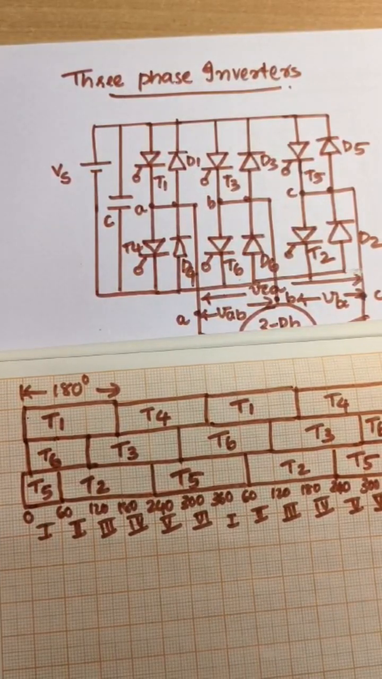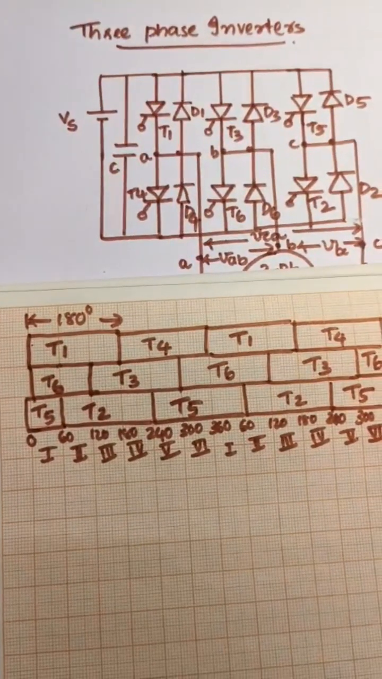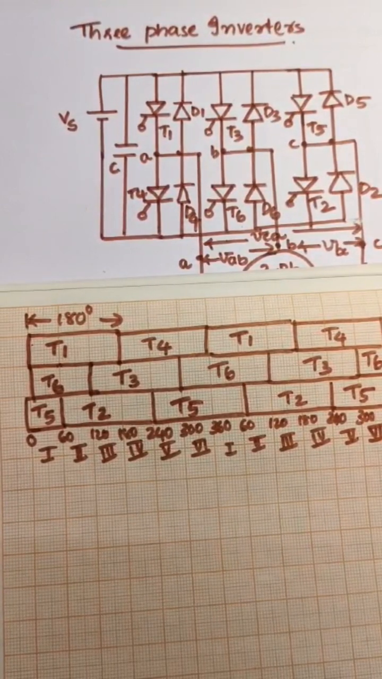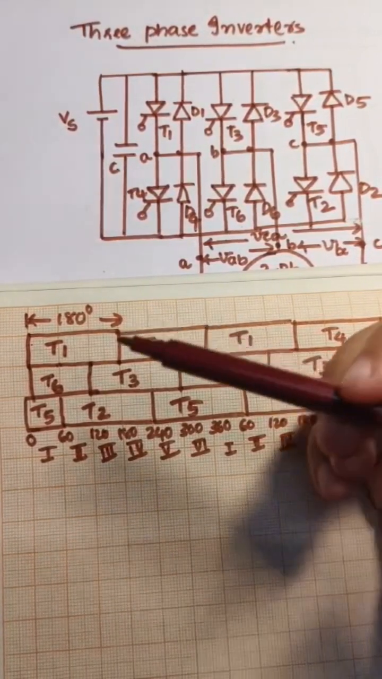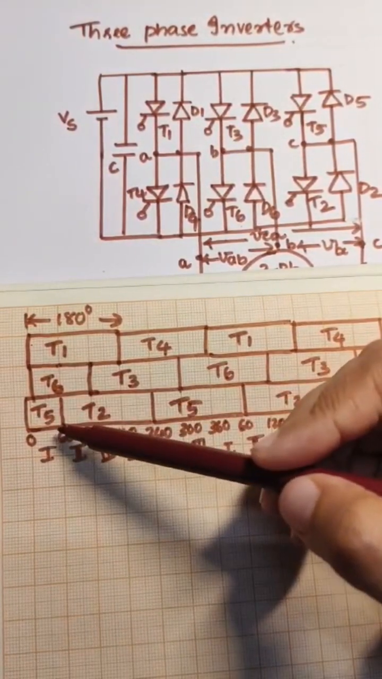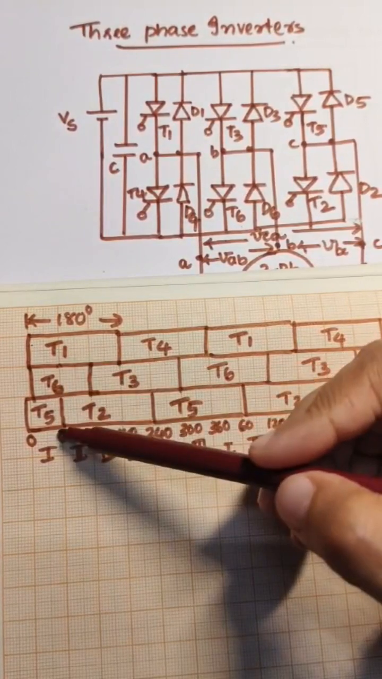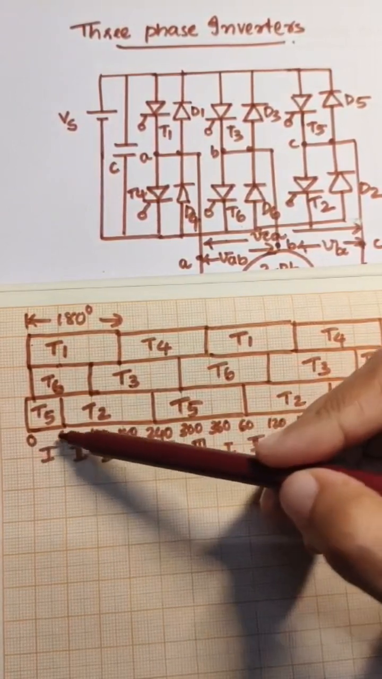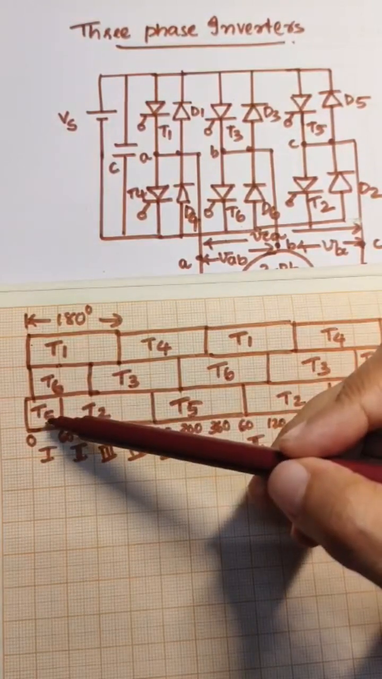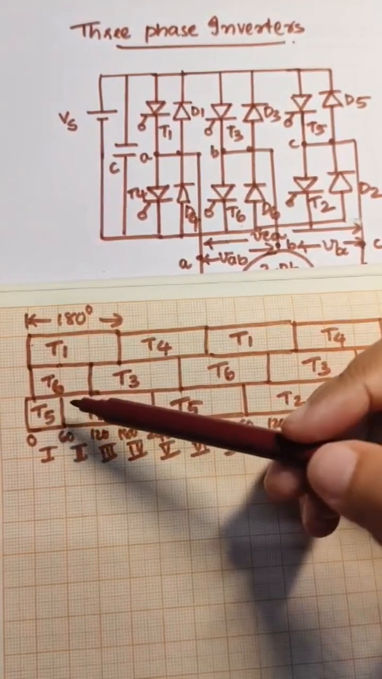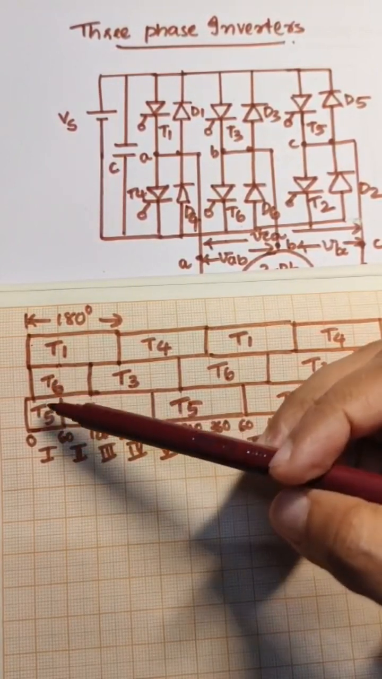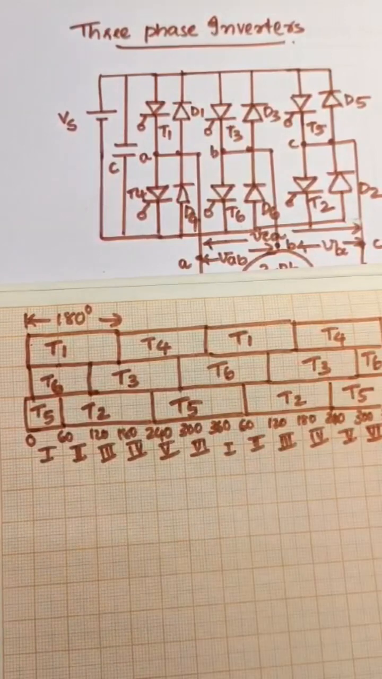Now we need to draw the line to neutral voltages. For that, first we need to know what are the elements in conduction at step 1. Step 1 is from 0 to 60 degrees. So elements of conduction is 1, 6 and 5. If we are writing it in order, then it will be 5, 6, 1.